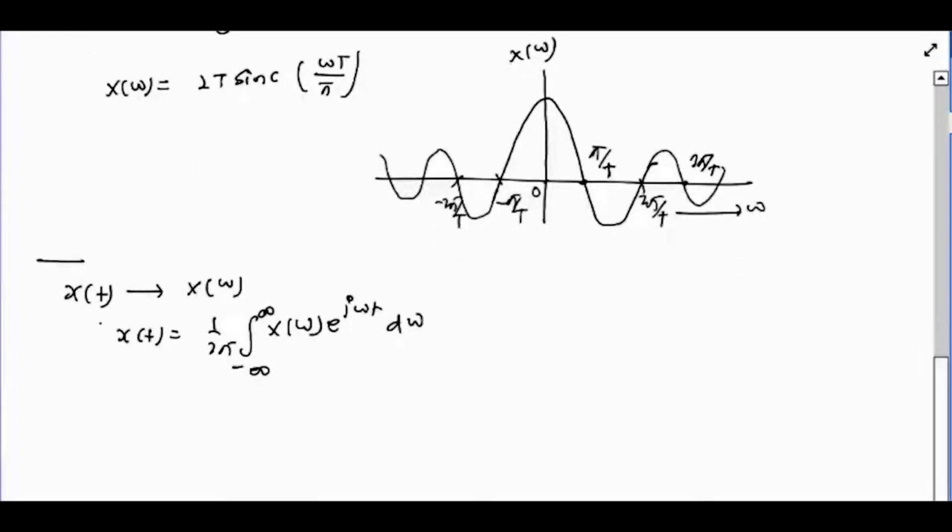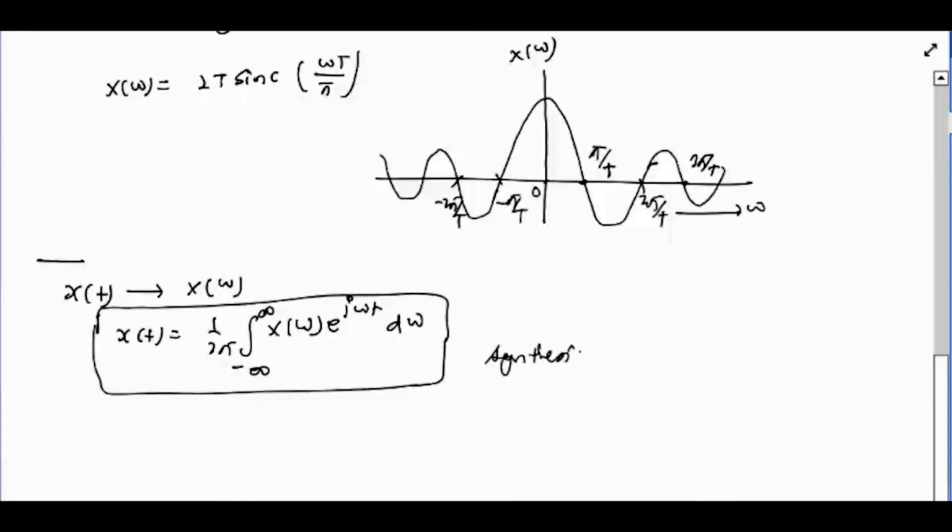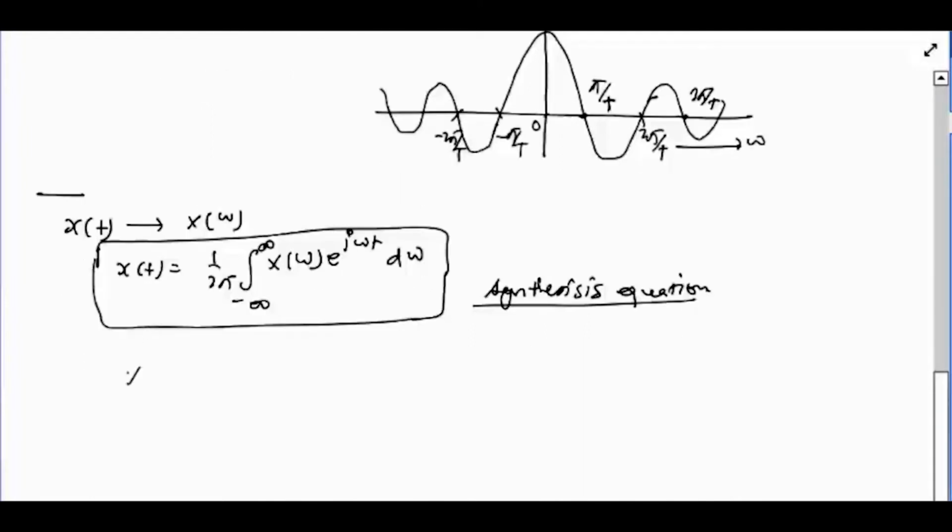Now, as in the case of Fourier series, this equation is called the synthesis equation. The previous equation that gave X(omega), that is the Fourier transform, from the signal, that is called the analysis equation.